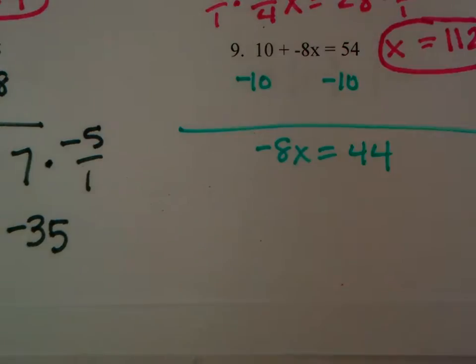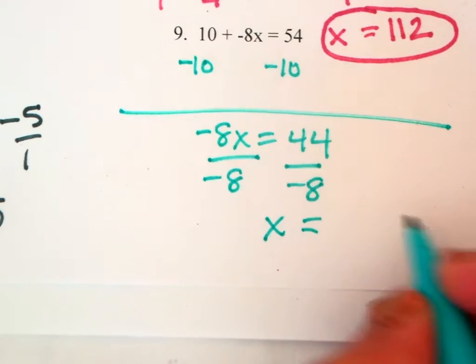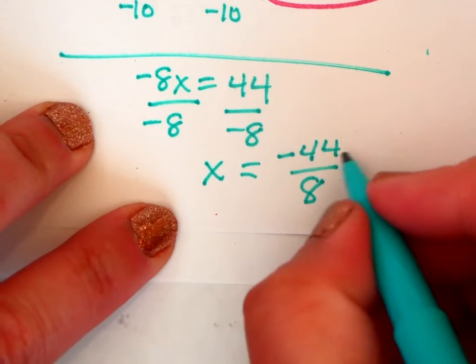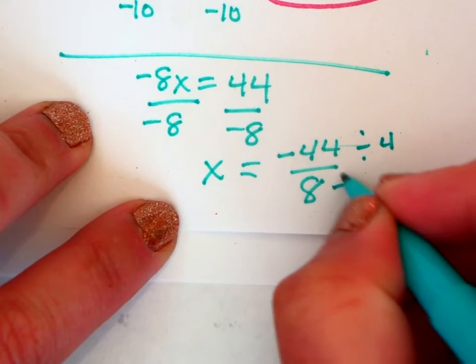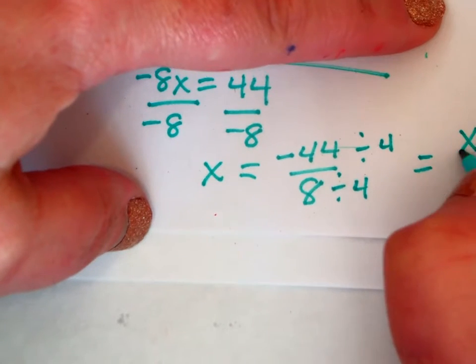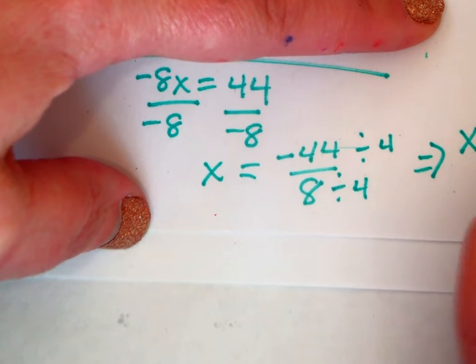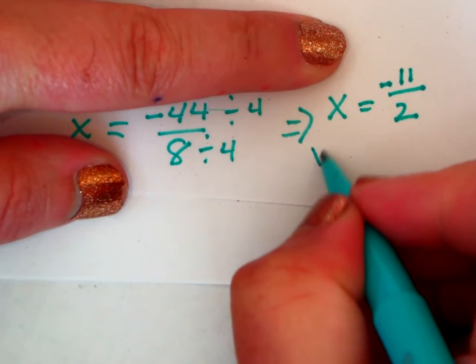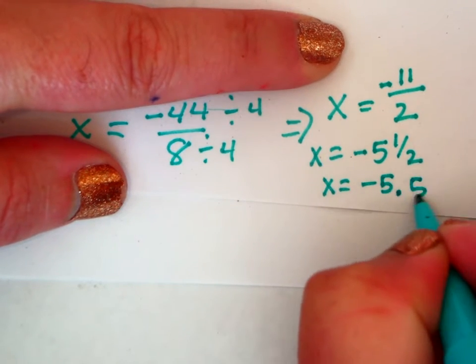Okay, now the next step would be to divide by that negative 8. A positive divided by a negative is a negative. So here is my fraction, but I'm going to want to reduce that. I'm going to leave it in fraction form. You're welcome to use decimal form. So both 44 and 8 are divisible by 4, so I'm going to divide them both by 4. Okay, and so x equals negative 11 over 2. Negative 11 halves, there we go. Negative 11 halves, or you could write x equals negative 5.5. Those are all fine.